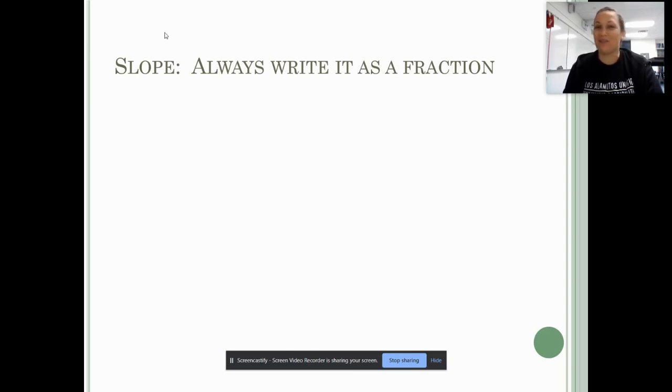Don't forget that slope should always be written as a fraction. It's a comparison of the change in your letter y's and the change in your letter x's. So again, having that fraction, having the two numbers is very important so that we know how much the y is changing and how much the x is changing.